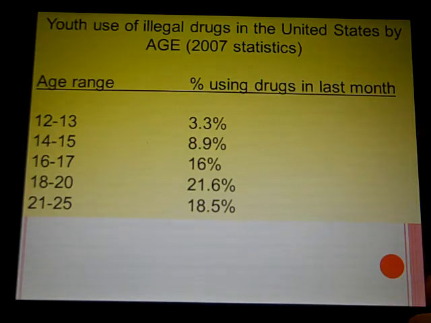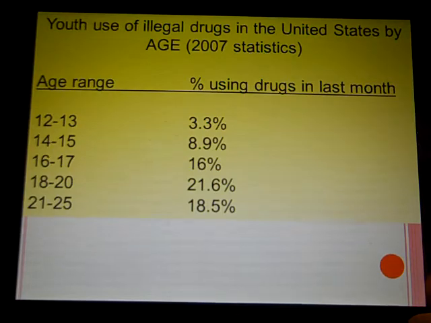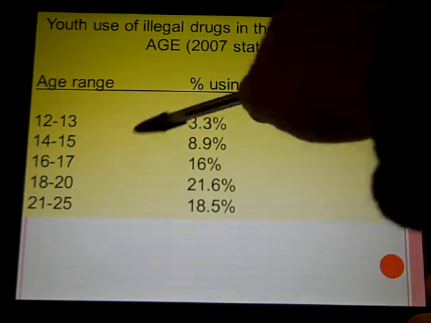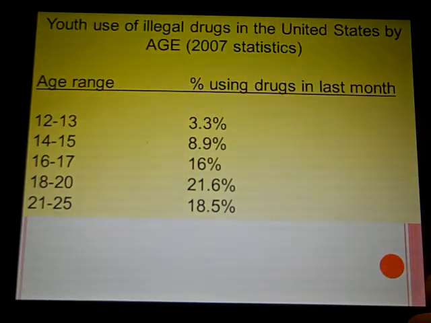And you guys can think about your peer groups, people you know, even yourselves, and evaluate these statistics, see if you think it's accurate. I suspect it is pretty much accurate. 21 to 25, it starts to tail off a little bit into college and a little bit beyond college, 18.5%. But those are still big numbers. And as people get older, those percentages go down. But right now, you are right in this wheelhouse, this 16 to 20 years old. You are at your greatest chance of using illegal drugs.